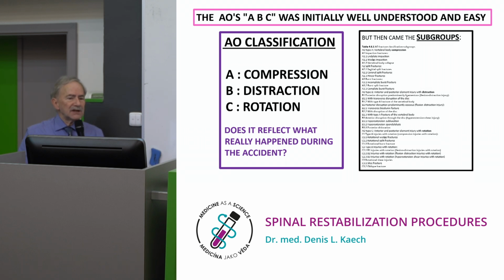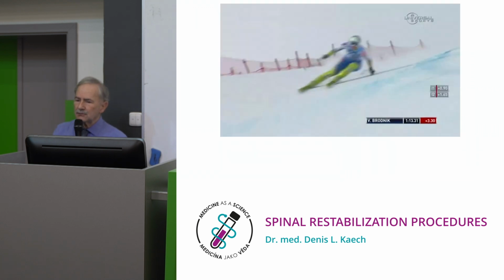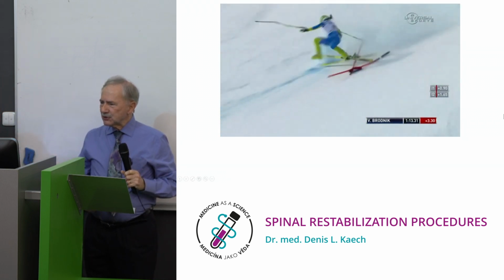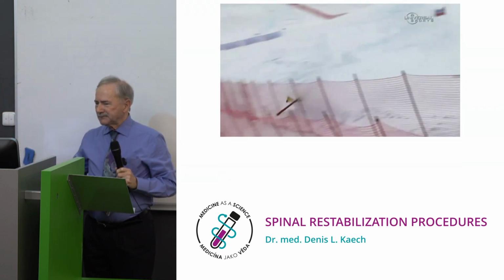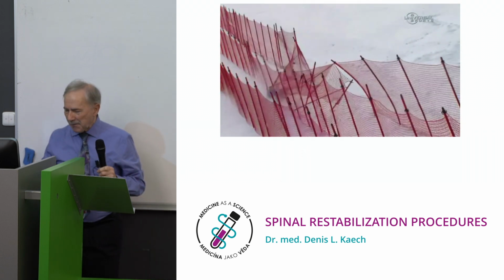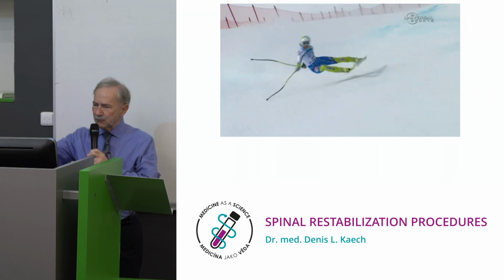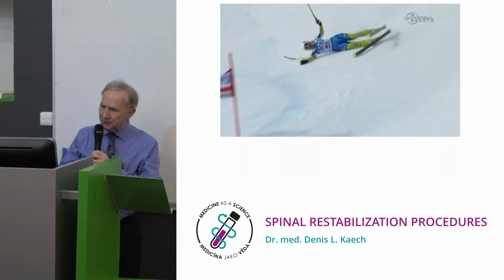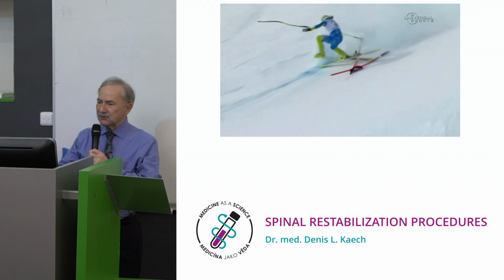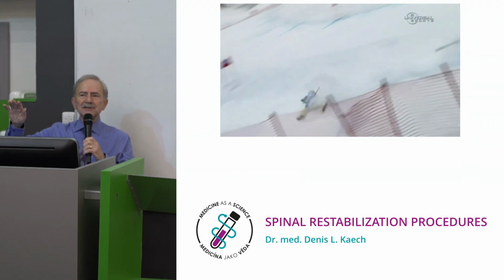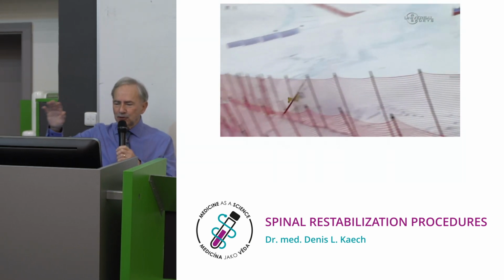It was initially easy to understand the AO classification. Does it really reflect what's happening during an injury? Compression, rotation, distraction. You see, does it repeat? Yes, a second time, look here. Whoops, puff, compression, rotation now, and distraction. And again, compression. So classifications are useful, but they don't show everything.